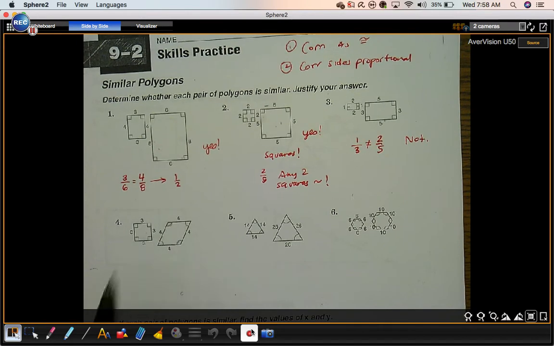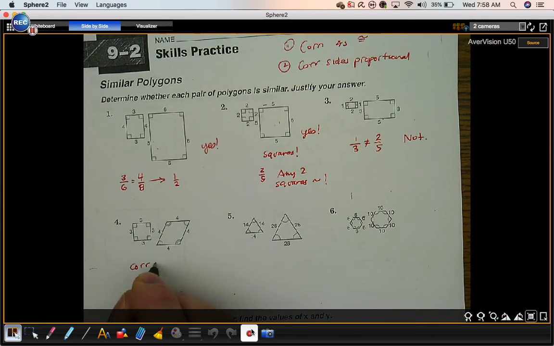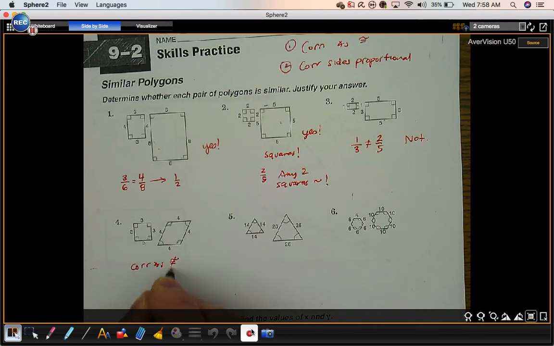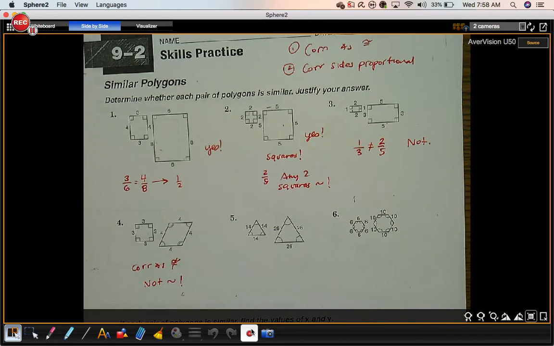Here's number 4, and this is a good one to look at. This figure's a rhombus, and this figure's a rhombus. This one also happens to be a rectangle. This one's not a rectangle. Are they similar? Look at the corresponding angles. Are they the same? Corresponding angles are not congruent. So not similar would be your answer.